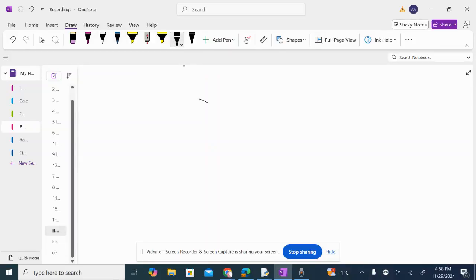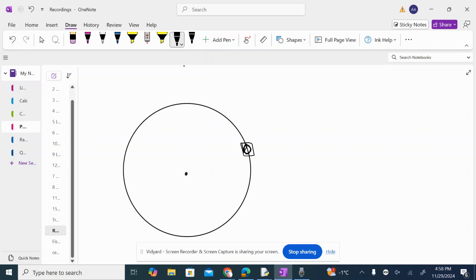Now, if we were to draw a circle, a good circle, and we have some object in rotation. We say that that is roughly the center. Some object rotating about the center.